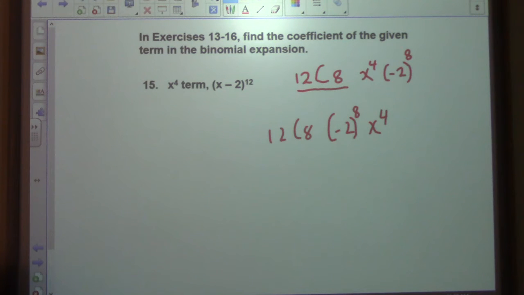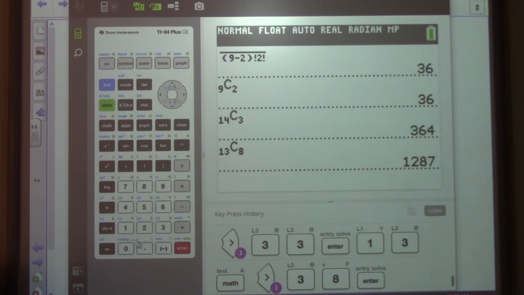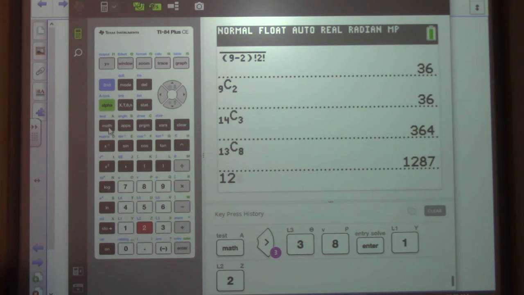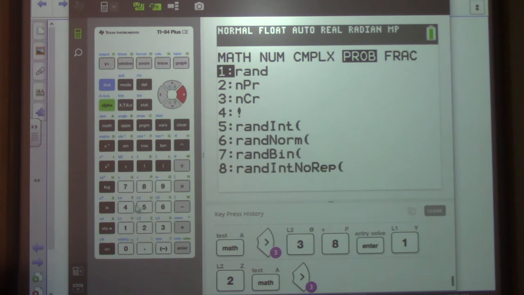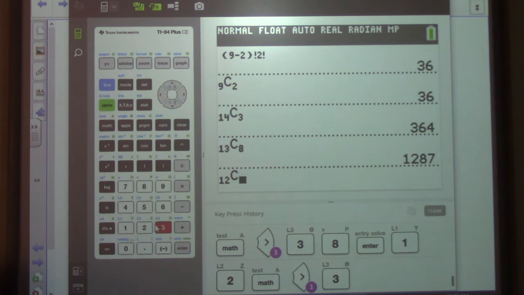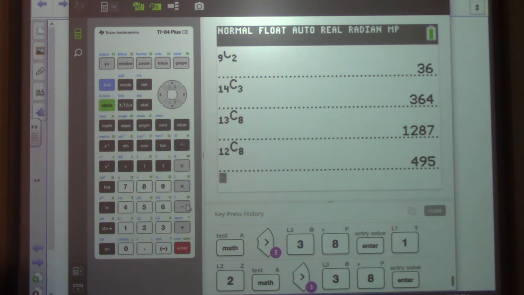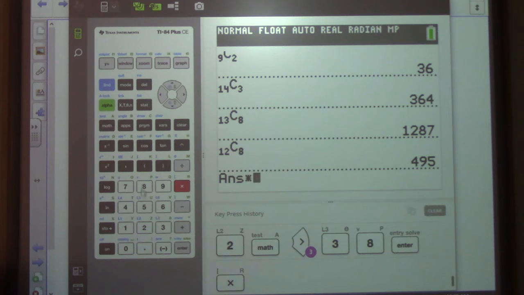So let's go there. We're going to go 12 choose 8, times negative 2 to the 4th power, right?